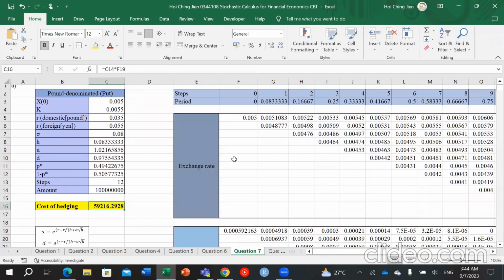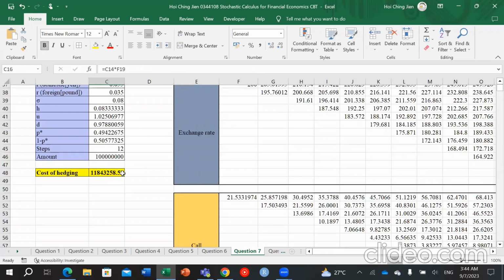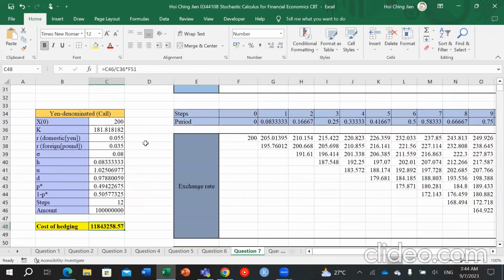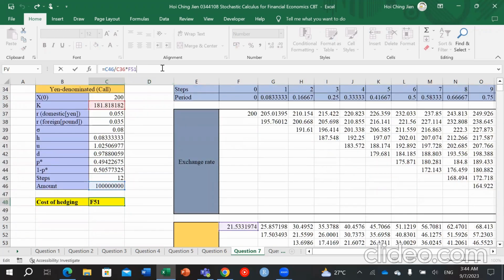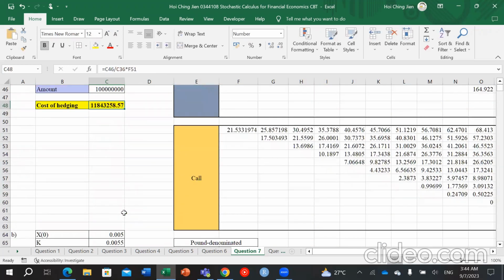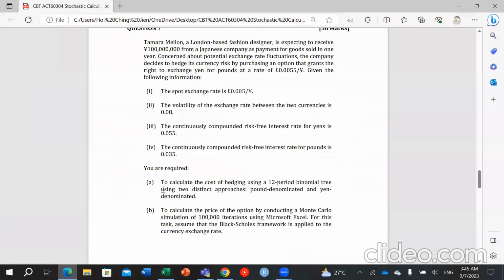After we've done everything, for the pound denominated, the cost of hedging is 100 million multiplied with our put option value. And for the yen denominated call, we need to make some arrangement, because previously for exchanging 1 pound, we got 100 million yen, but now the K changed, so we have to use the 100 million divided by the K value, and then we can multiply with the call so that we get the balance. And the value is 11843258.57. So we have done our 7A.